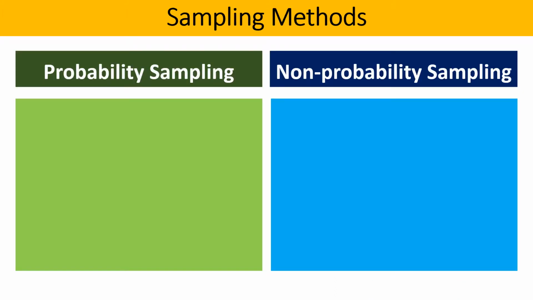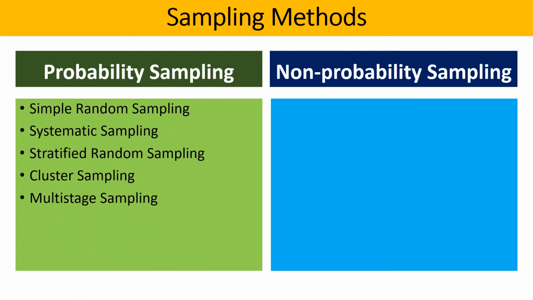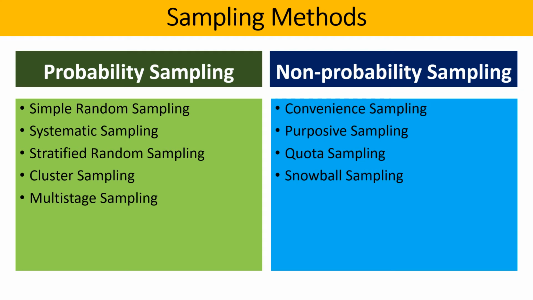To draw a sample from the population, there are various sampling methods which are categorized into two types: probability sampling methods and non-probability sampling methods. In probability sampling, there are different methods: simple random sampling, systematic sampling, stratified random sampling, cluster sampling, and multi-stage sampling. In non-probability sampling, there are convenience sampling, purposive sampling, quota sampling, and snowball sampling. We will discuss all the methods one by one.